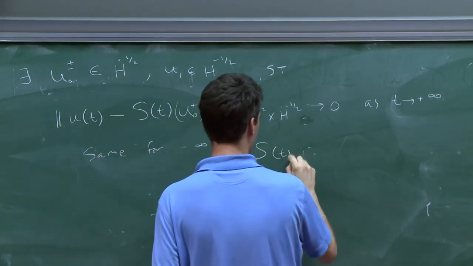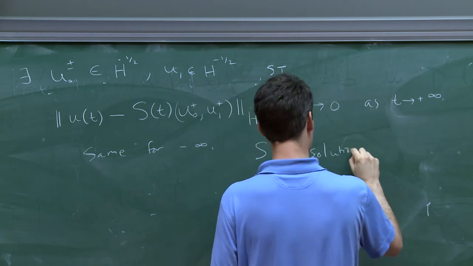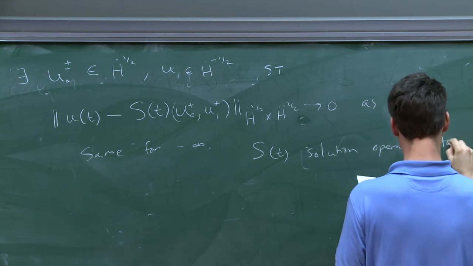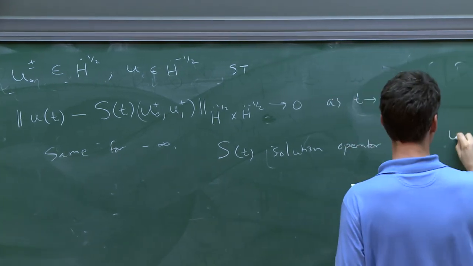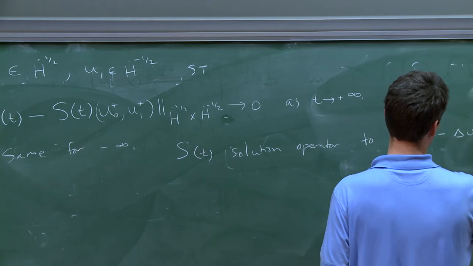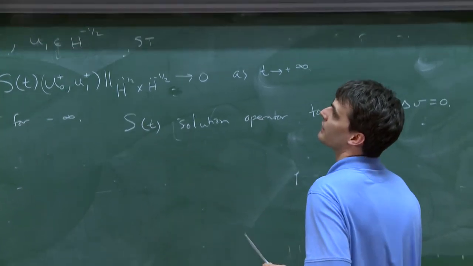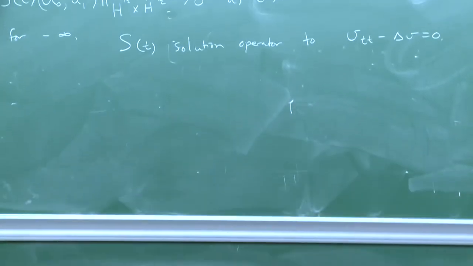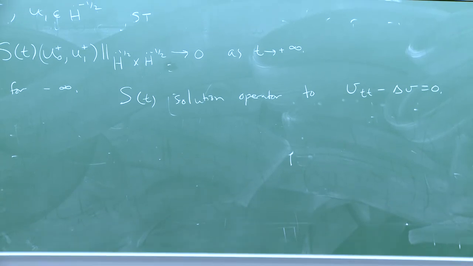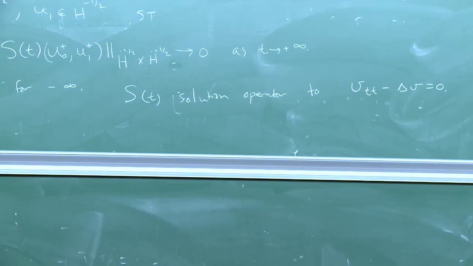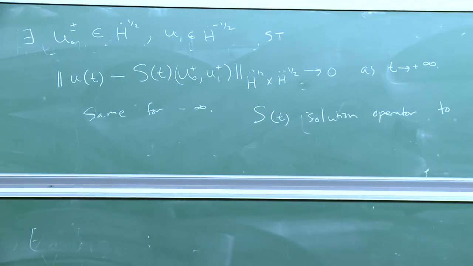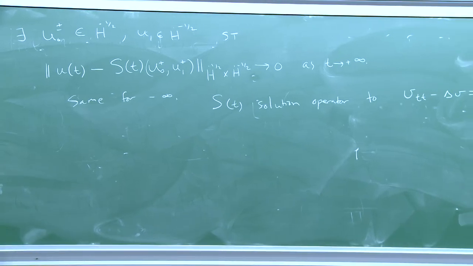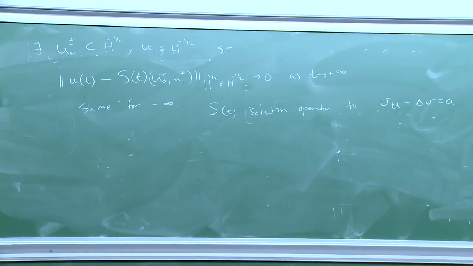S of t is the solution operator to just the linear solution. So basically, it starts to look like a linear equation, right? And the nonlinear is just a perturbation of the linear equation. So this is the goal in the defocusing case.